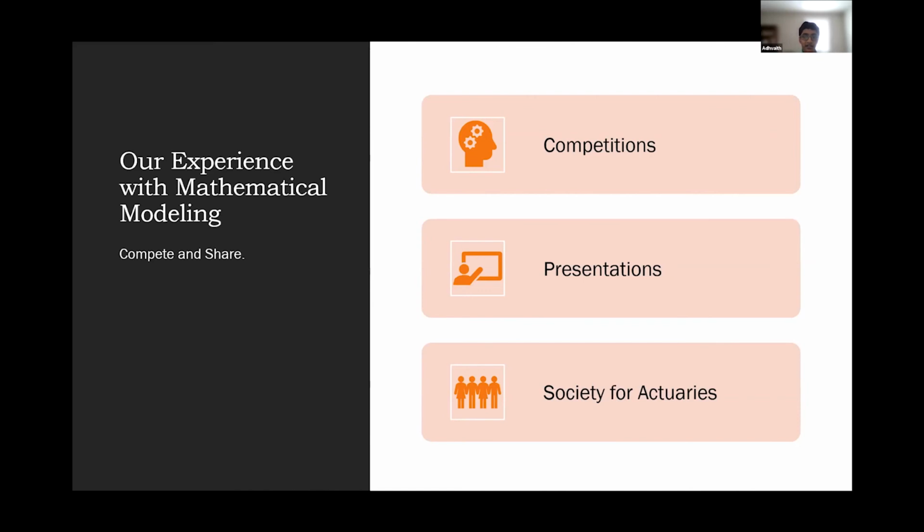The second main way that we've engaged with math modeling is through presentations and outreach, like our presentation here, where we show ways that teachers can implement math modeling in high schools and help other students also get the benefits of math modeling and have the same or similar experiences that Bhanu and I have had. And finally, we can also work with professional math modelers and learn from them.